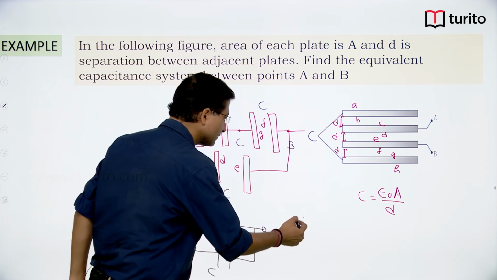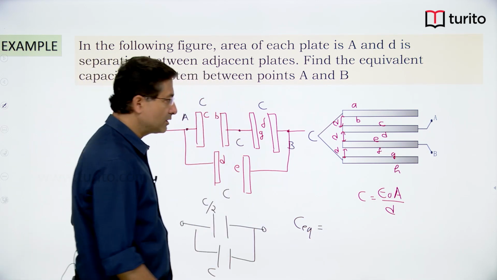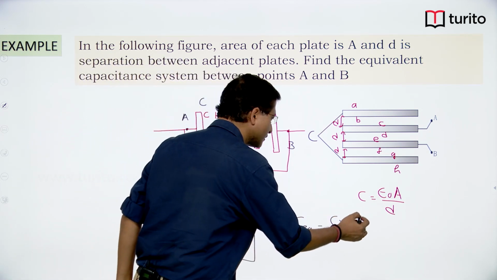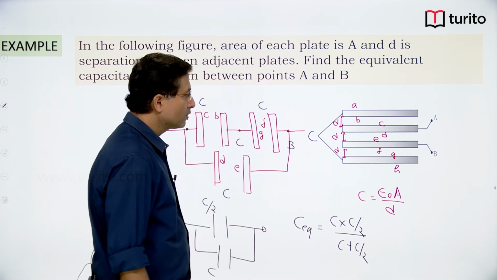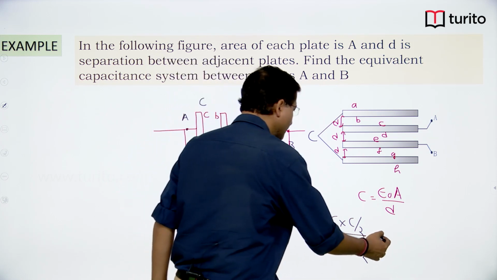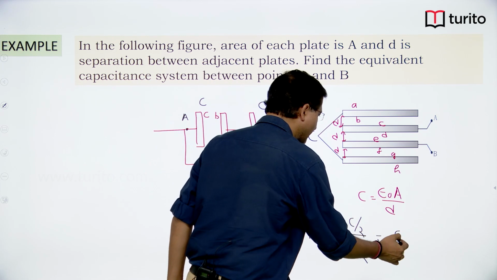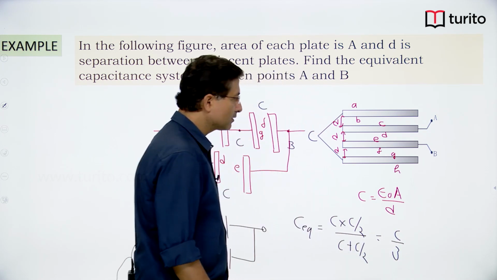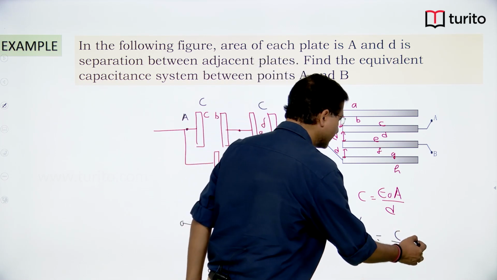So, C equivalent, I can write C into C by 2 divided by C plus C by 2. So, if you simplify, here I can see 3 and this 2 and 2 will get cancelled out. I can see C by 3 and that C is epsilon naught A by D.